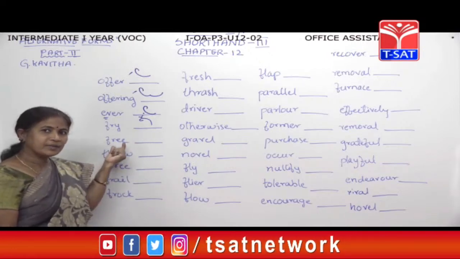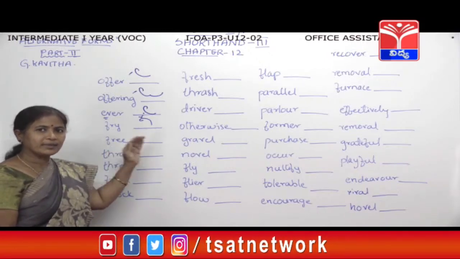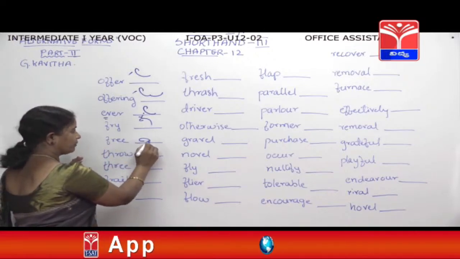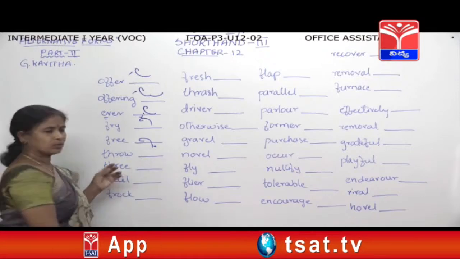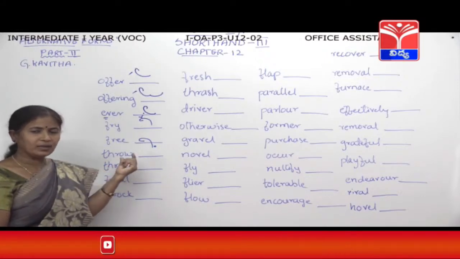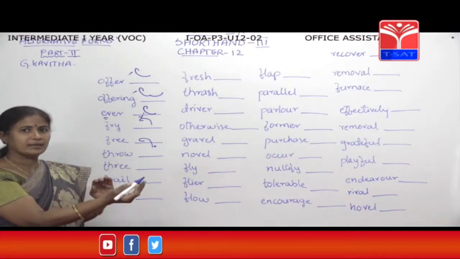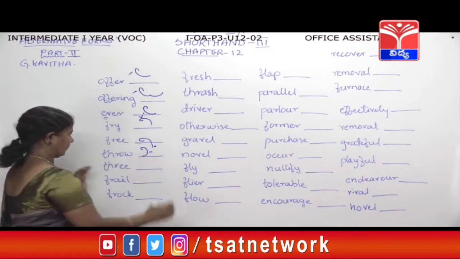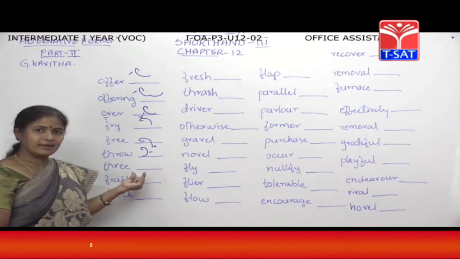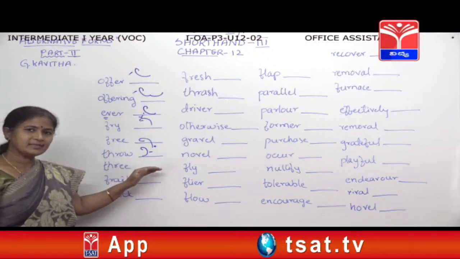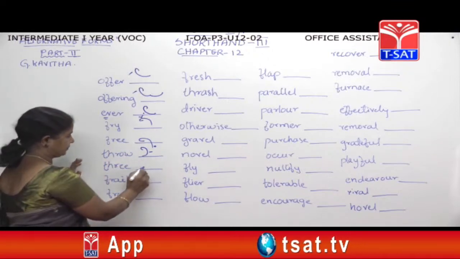Free. For standing alone and a vowel coming after. Since a vowel is following, we use right forms. Throw, the same way. Tar standing alone and a vowel is following, we write right forms. Okay, the same way. Three. Tar standing alone and a vowel is following. We write the right form of tar.